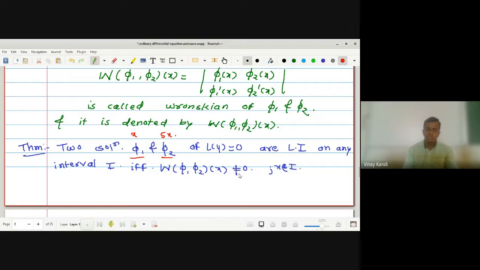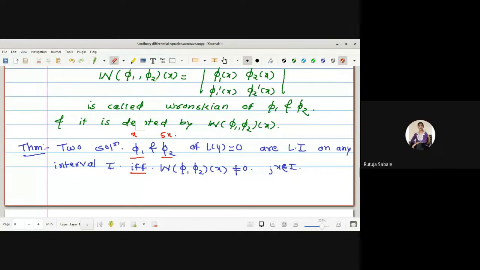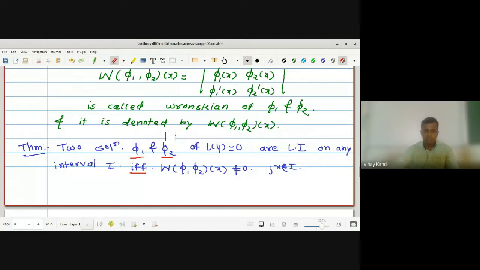If and only if the Wronskian is not equal to 0. That's why the contrapositive statement is also correct. Any doubt? Now we have to prove this theorem.